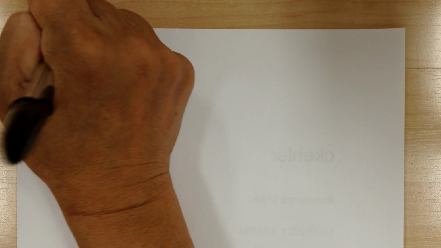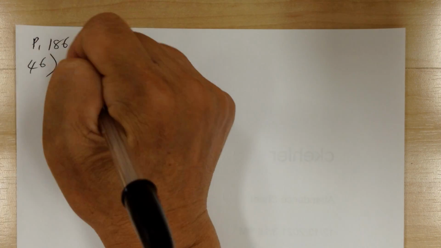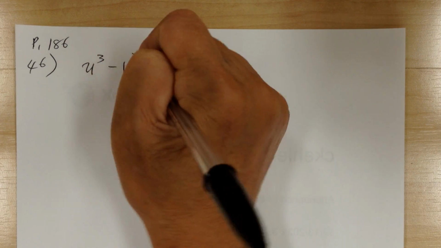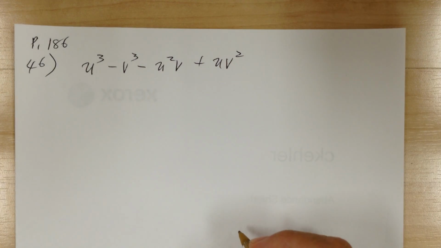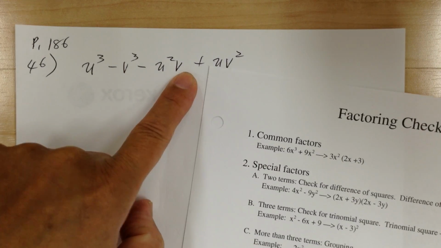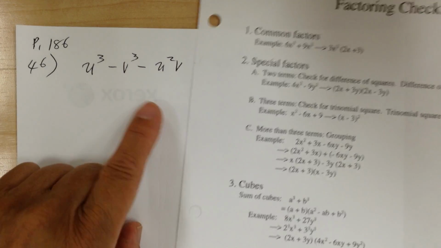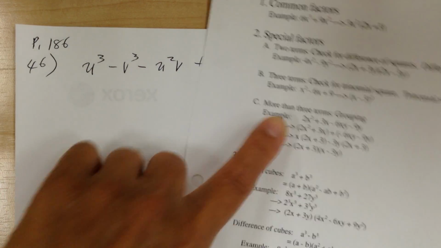Okay, let's go to the next one. Okay, you got u to the 3 minus v to the 3 minus u squared v plus uv squared. Okay, so you can go to the checklist. Step 1, common factor. There's nothing in common to factor out. Step 2, special factors. So this is 1, 2, 3, 4 terms. So more than 3 terms, you have to do the grouping.